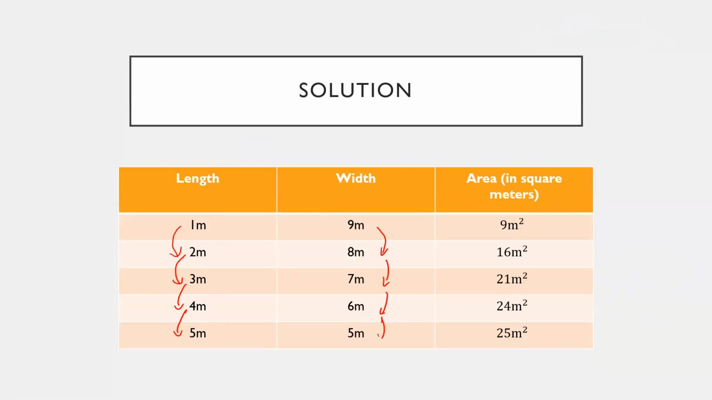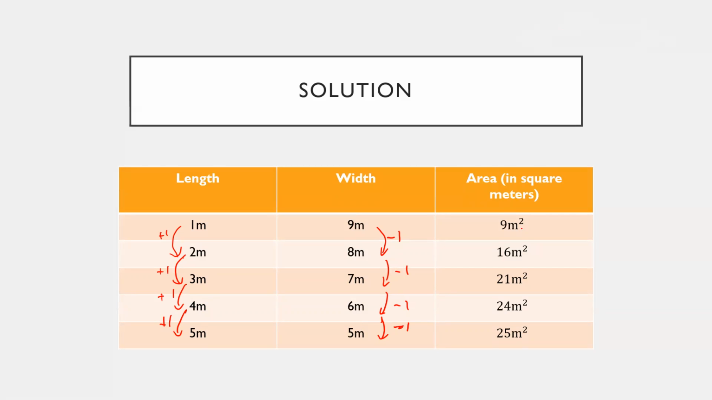And not a coincidence, right? They kind of have to balance each other out. So this one's increasing by 1 and this is decreasing by 1. So it kind of reminds us of linear relations as well, right? Because of this pattern, you can actually easily find out what the length and width would be. And of course, once you know the length and width, we just multiply together to give us the area.